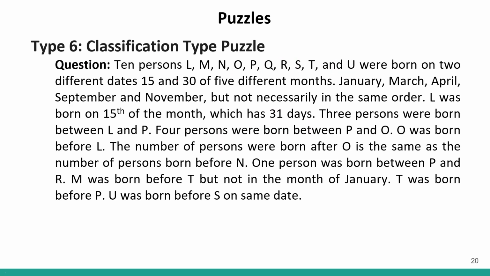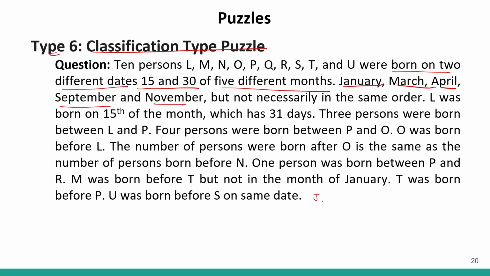Then we have type 6, which is classification type puzzle. Classification type, 10 people are given to us, okay? 10 people are given to us. They are born on 2 different dates, 15 and 30, 5 different months. Okay, so months are January, March, April, September and November.